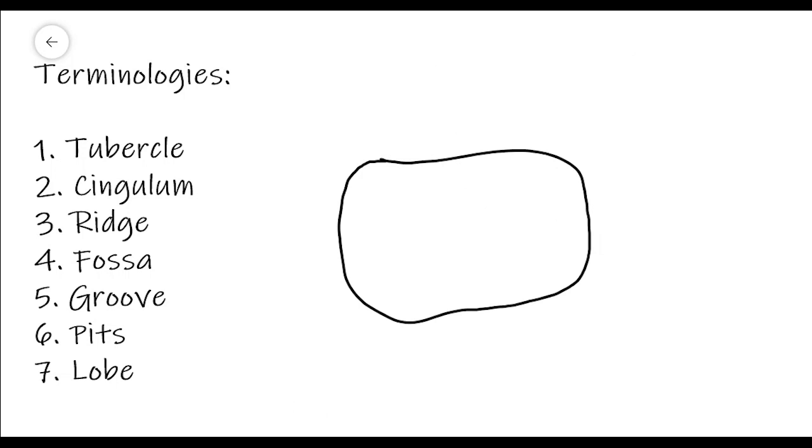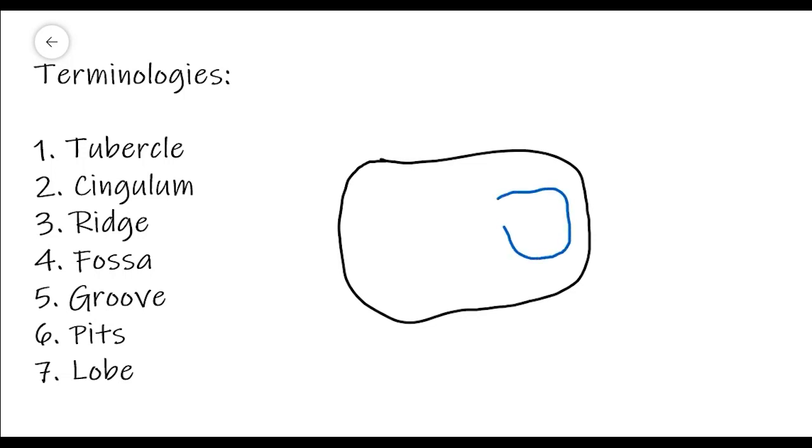Now talking about fossa. Fossa is defined as an irregular depression or concavity. Fossas are more prominently seen in posterior teeth, although they are also present in the incisal teeth, but in the posterior teeth they are more prominently present. So in this picture you can see this is an occlusal view of a molar, and fossas are something like this.